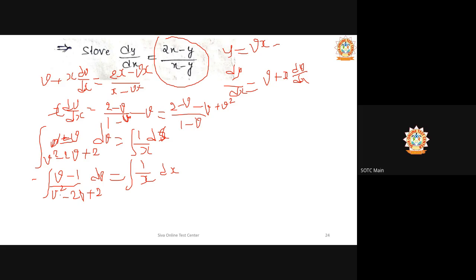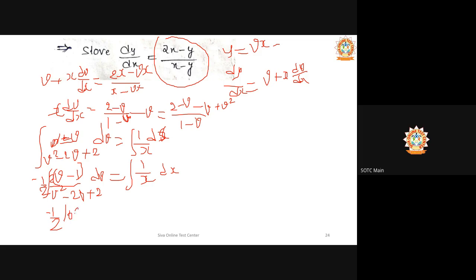Yes, tell me, if v square minus 2v is equal to 2 is a function, then what is the derivative of this? It is 2v minus 2, right? If you take 2 common, it is v minus 1 only. So just multiply with 2 in the numerator and divide by 2. Now if you see, the denominator is f of x and the numerator is f dash of x, so it will become 1 by 2.